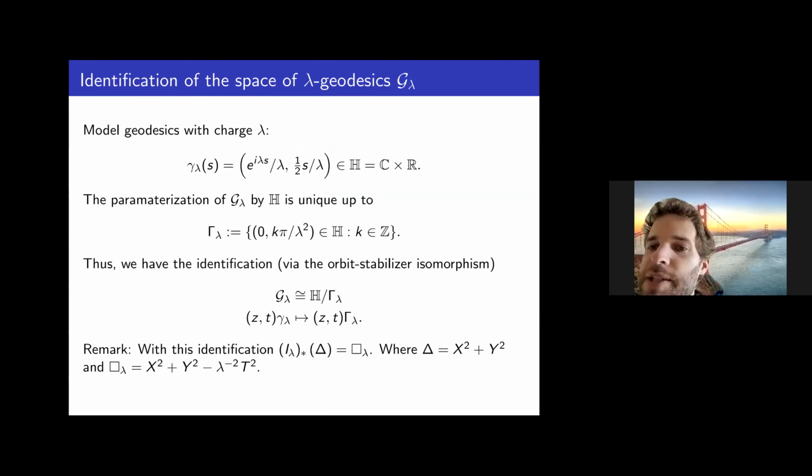So just giving a little bit more information about this identification of the space of geodesics. Again, we fix this family of model geodesics, and we have this parameterization that's unique up to some discrete subgroup. And so we can identify geodesics with cosets. Something that's interesting to note, whenever we identify the space of geodesics of some fixed charge with this quotient space, then actually the X-ray transform I intertwines the sub-Laplacian with a wave operator, where this wave operator is understood as acting on functions on this quotient. So just an interesting abstract fact about this X-ray transform.